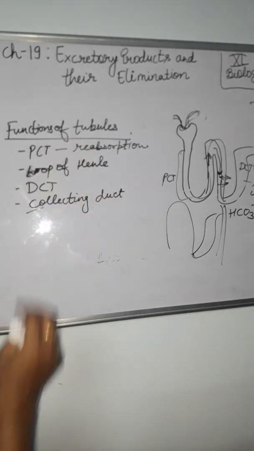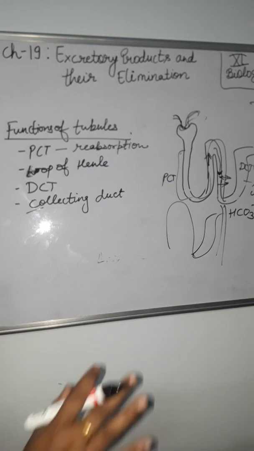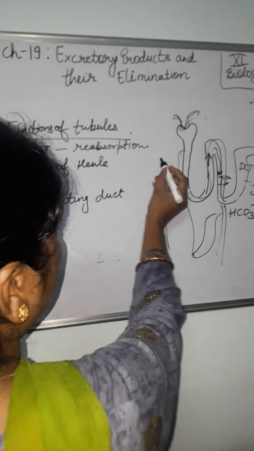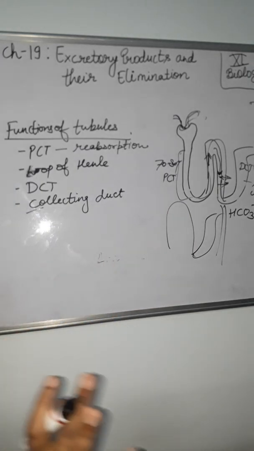Okay, nearly all the essential nutrients and 70 to 80% of electrolytes and water are reabsorbed. यहीं पे सबसे ज़्यादा reabsorption होता है, about 70 to 80%. Water and essential nutrients reabsorb in this area.